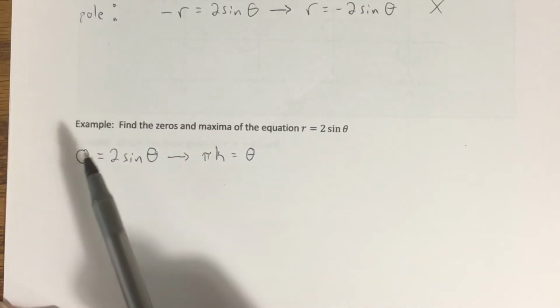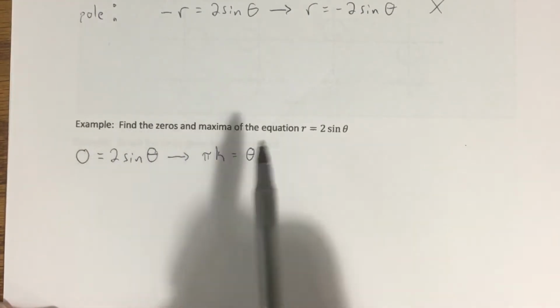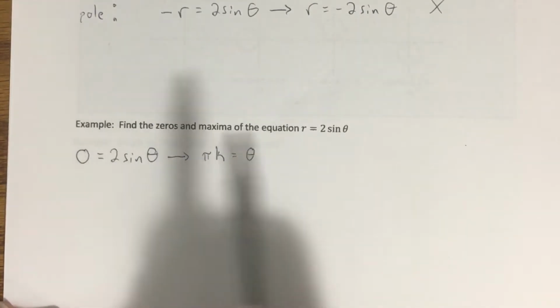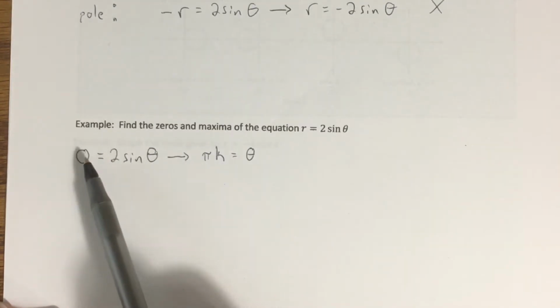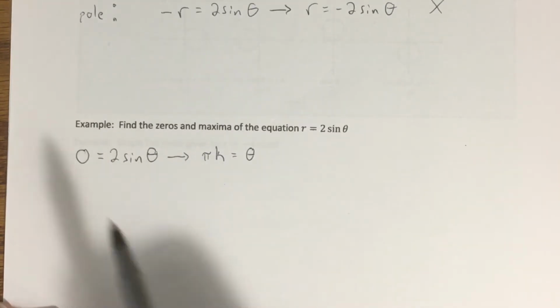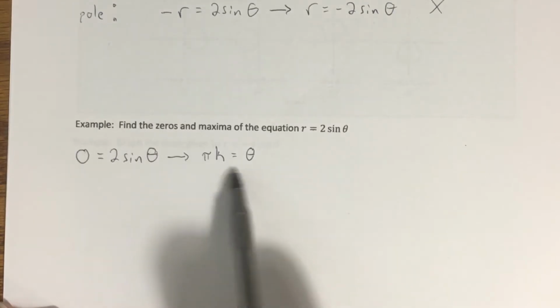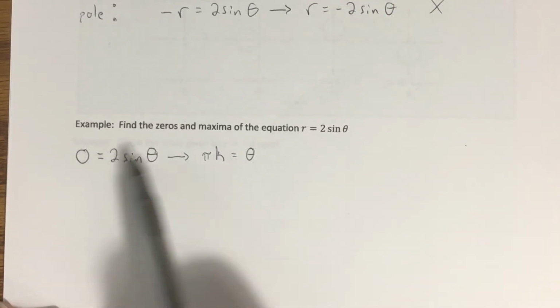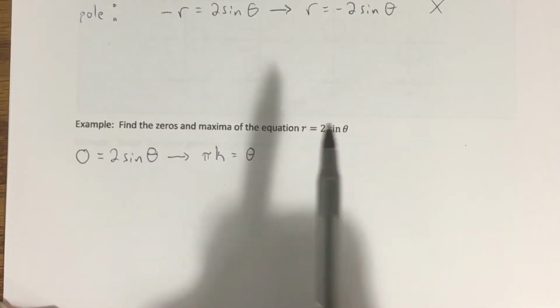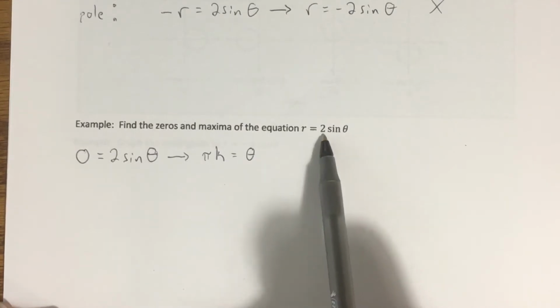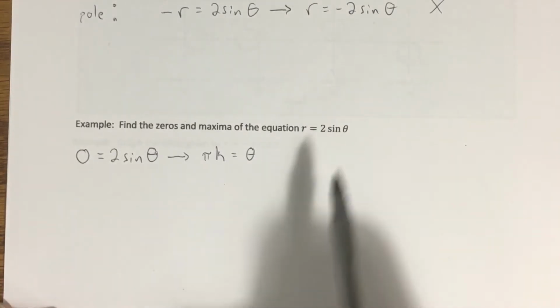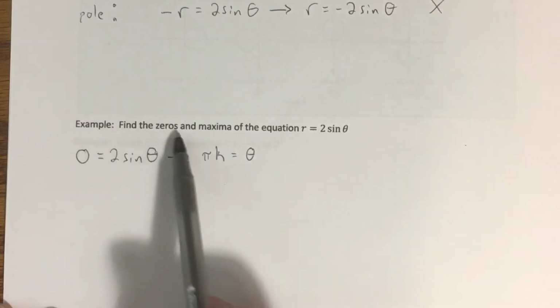And if you remember from 10.3, whenever r is equal to 0, it doesn't matter what theta is. That's always going to represent a point at the pole. So the fact that a solution to this exists means that the graph of this equation will contain the pole, or the pole will be one of the points on this graph. That's what finding the zeros tells us.